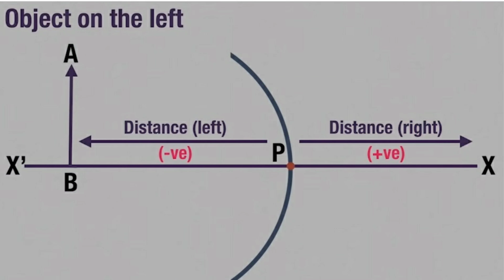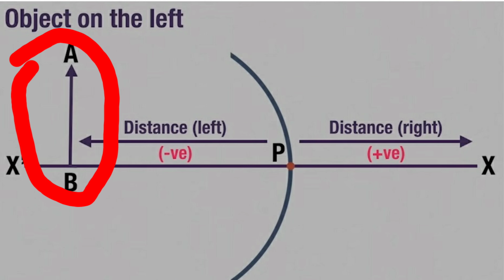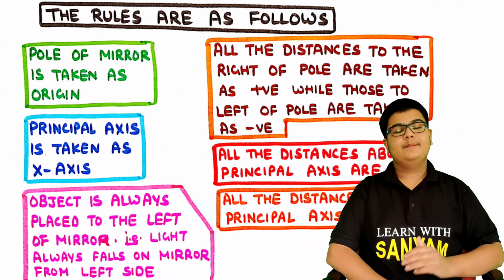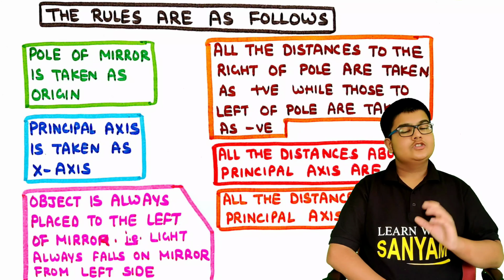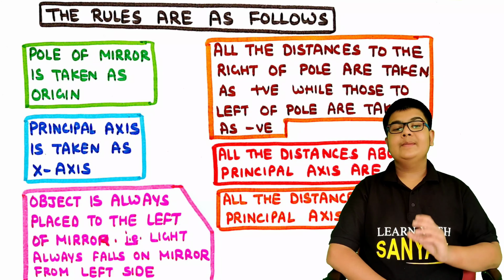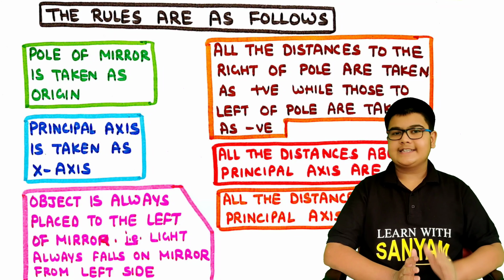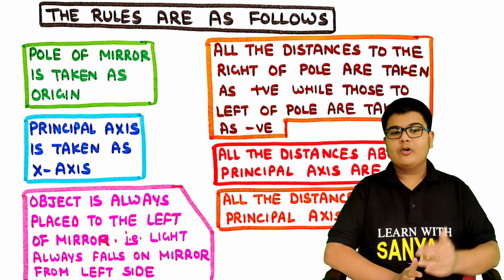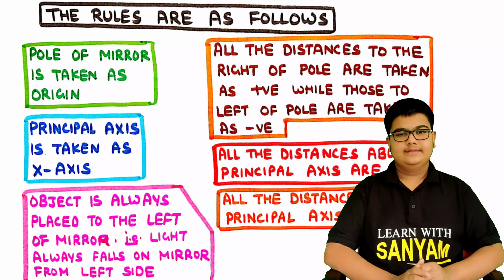Third, the object is always placed on the left side of the mirror. That is, light always falls on the mirror from the left side. So always while making a ray diagram, we place the object on the left side of the mirror, and this is done so that the light always falls on the mirror from the left side.